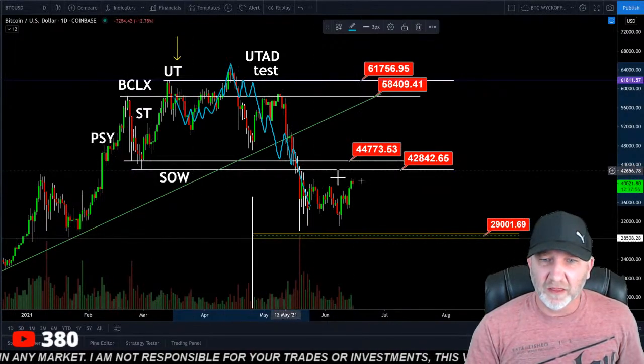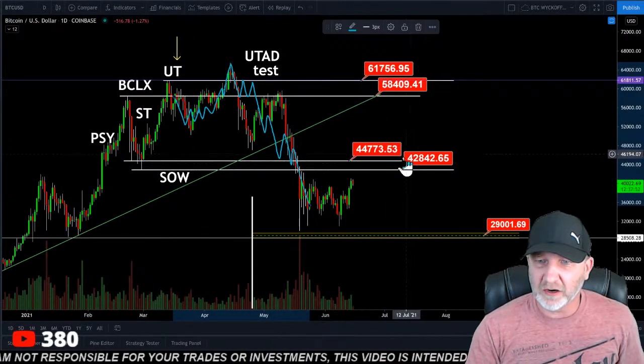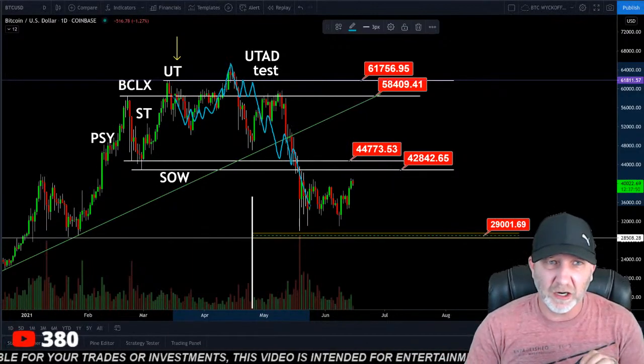Now there is that SOW line right here at 42.8. We're going to take a look at a couple more things.